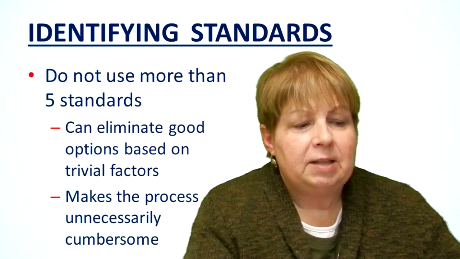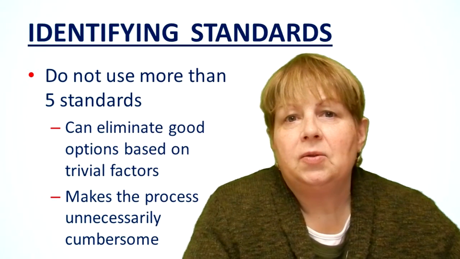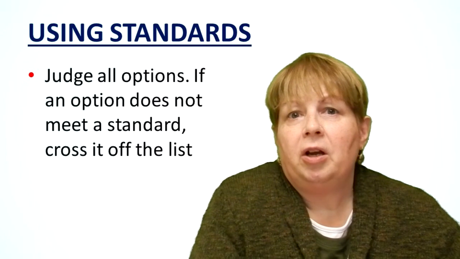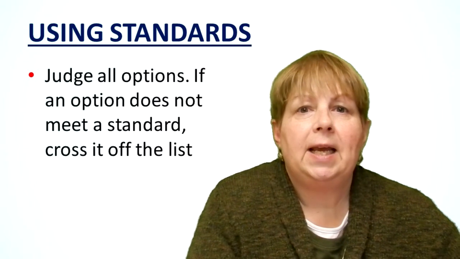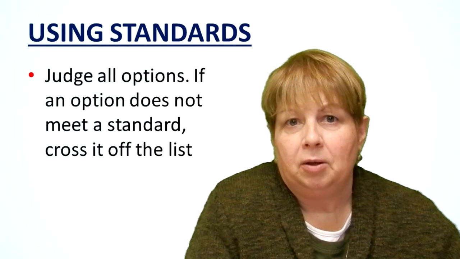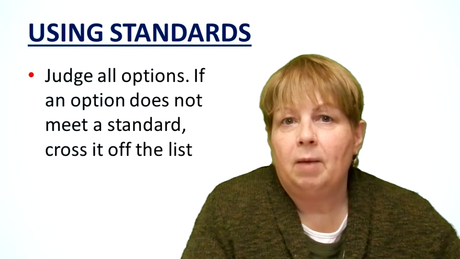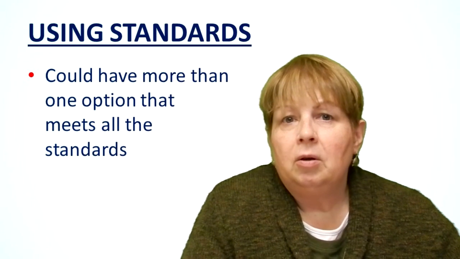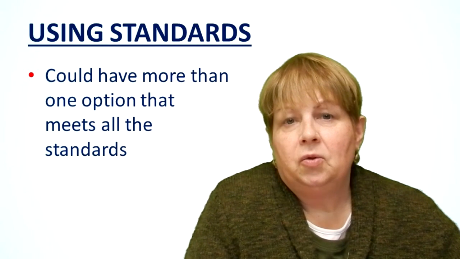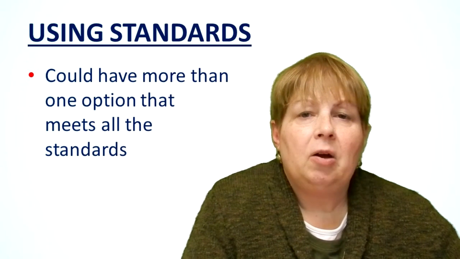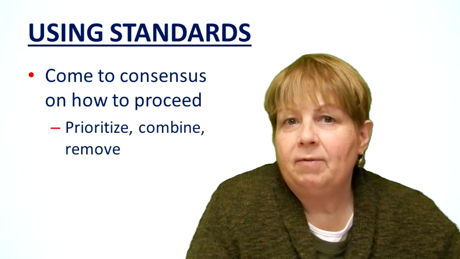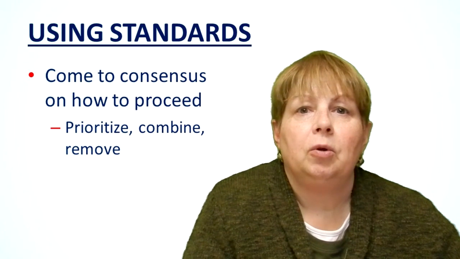The next thing I would also suggest is that, remember, you have to go through each and every option. Judge your standards against your options. If there is any option that doesn't meet a single standard, you cross it off. You eliminate that option. But you go through the whole list of your options, because you're probably going to have several, and then you come up with maybe a smaller list of options, and then you're going to have to decide what you want to do. Do you want to prioritize that? Do you want to combine some? That's something you're going to have to come to consensus on as a group as far as what you want to do.